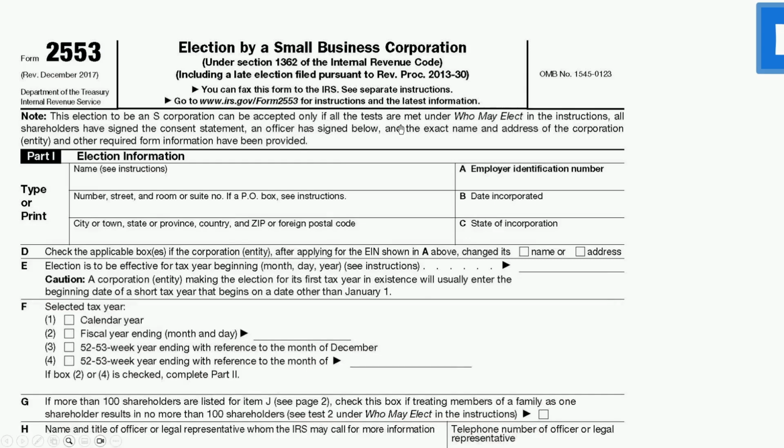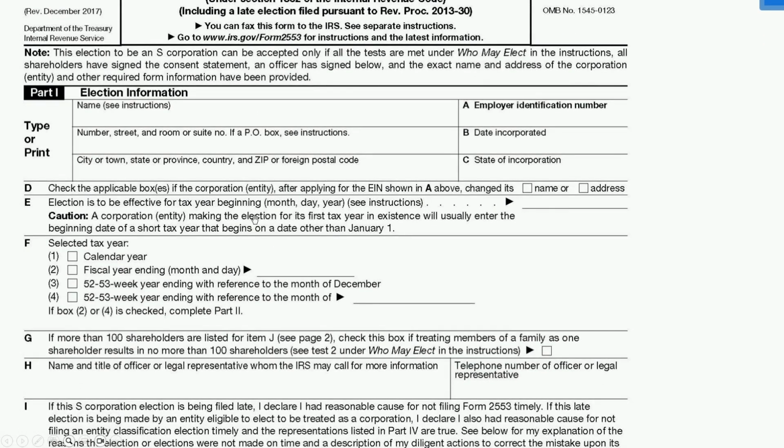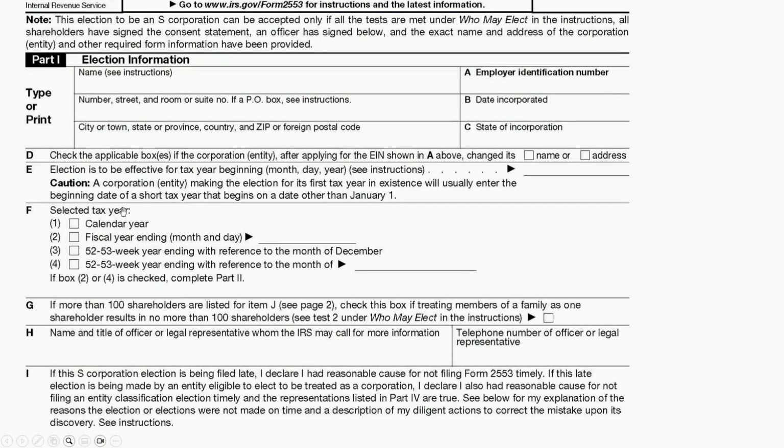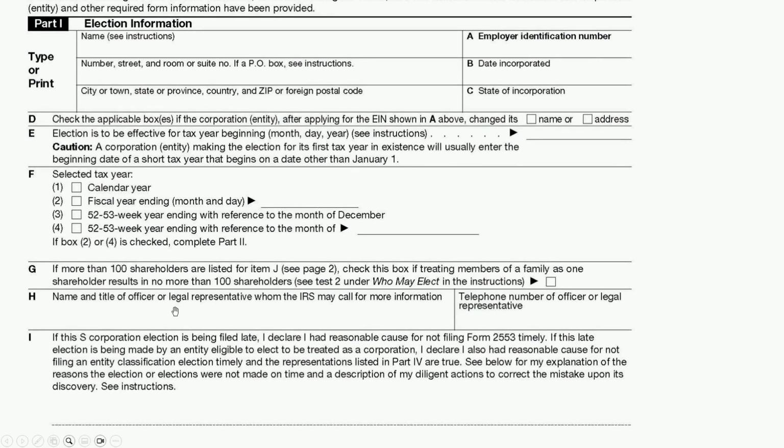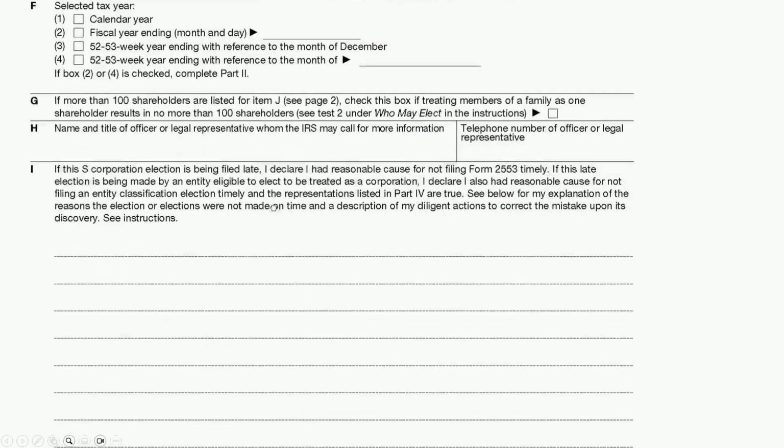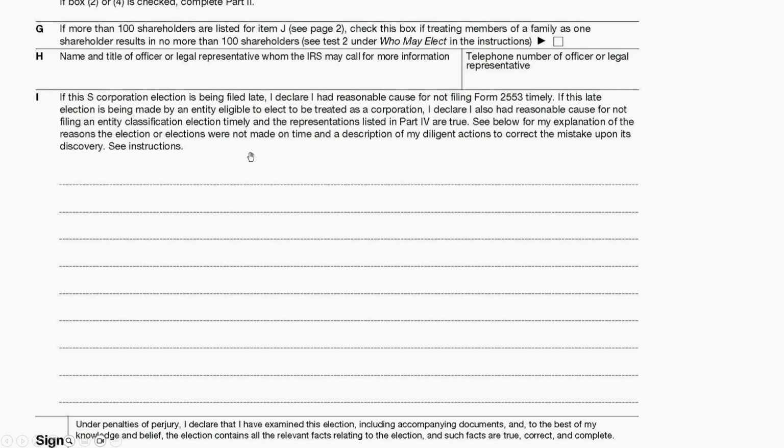You're going to start at the top with your normal information, when you want this to be effective, what your tax year is going to be. You do have to name someone as a legal representative to talk to the IRS. And then you can see Section I here. This is all about why you did not file on time. So this is where you can give your reasoning for not filing on time and show that you did act diligently once you discovered that you had not filed.